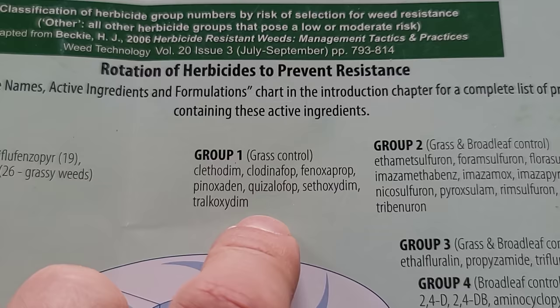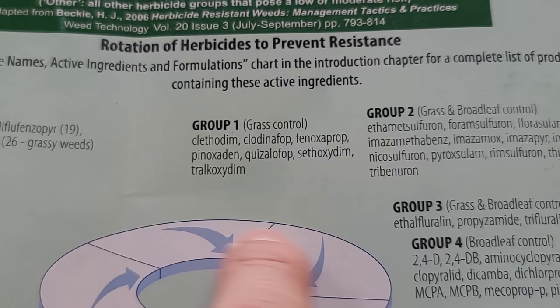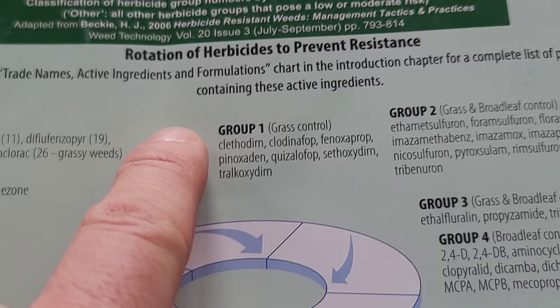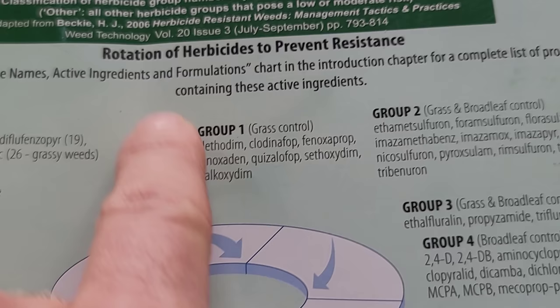I think some of the newer ones are the DIMs, so you're going to want to switch to the DIMs. You want to get to the newer chemicals because yes, you might have group 1 resistance, but these are different formulations and they will attack differently. So just because you've got group 1 resistant wild oats does not mean, hopefully it doesn't mean, that the DIMs, the DENs, are completely useless to it as well, okay?